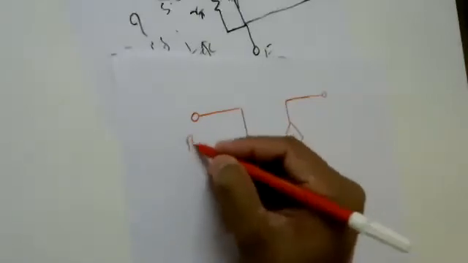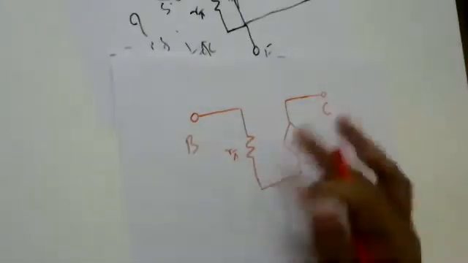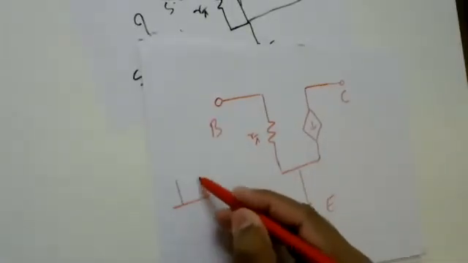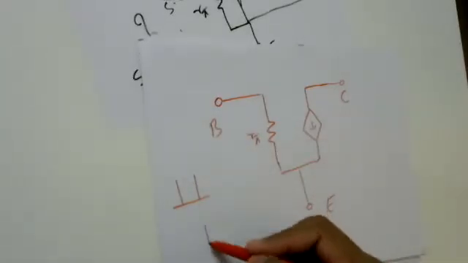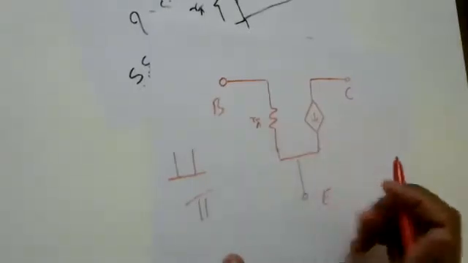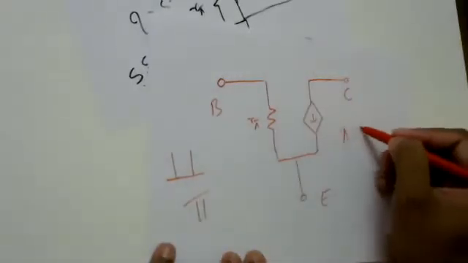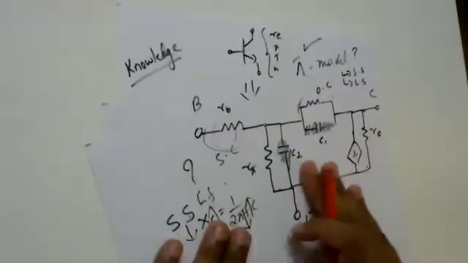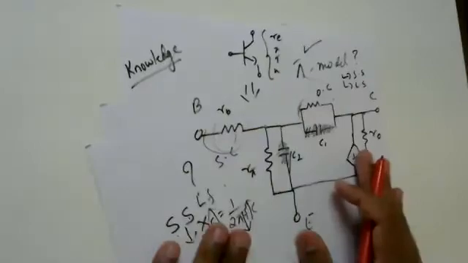So this is my base, the emitter, and collector. Since this takes the shape of a reverse pi, this is how we write the structure of pi. That's the reason this particular model is called the pi model. This is the original pi model, with certain assumptions for small signal low frequencies.